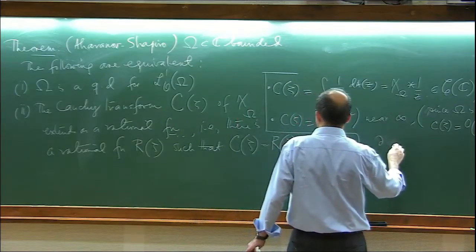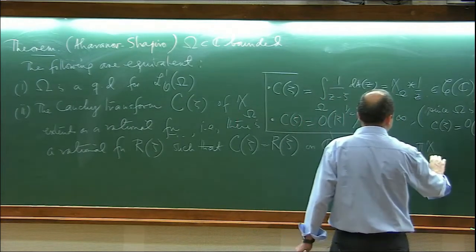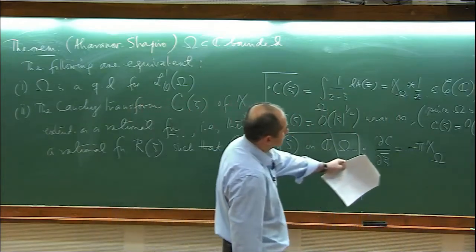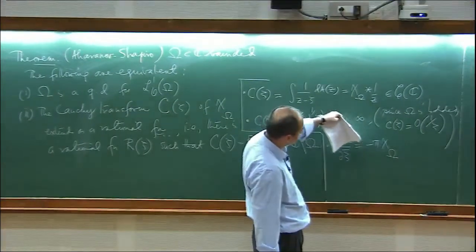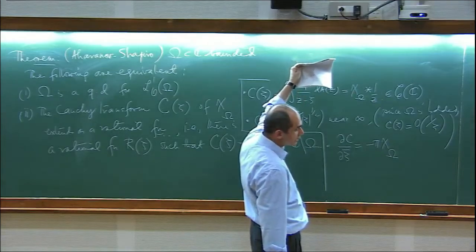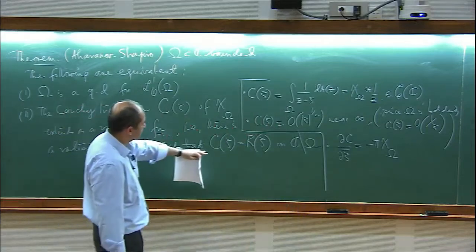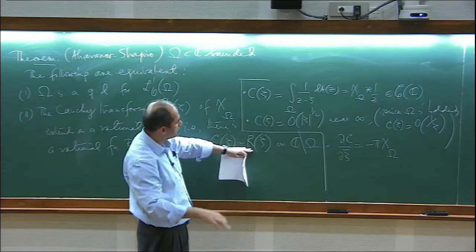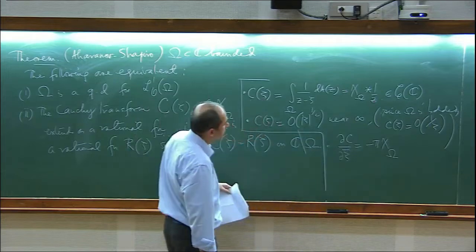The d bar derivative of the Cauchy transform is minus pi times the characteristic function. And so if you happen to be outside the domain, then the zeta bar derivative is 0. Therefore the Cauchy transform is holomorphic outside. And in this theorem, if C were to be equal to a rational function outside, this forces all the poles of R to be inside the domain, because C is holomorphic outside here.